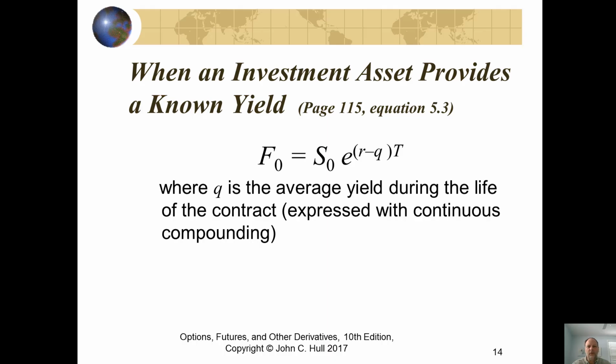This can also be expressed in continuous compounding. When an investment asset provides a known yield, then now F naught is going to be S naught, not just e to the RT, but e to the, in parentheses, R minus Q, times T, where Q is the average yield during the life of the contract for a continuous payment. And of course, we can convert from one formula to the other just by changing the way we calculate yields.